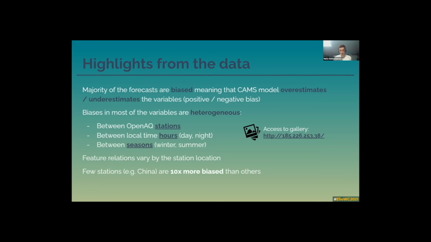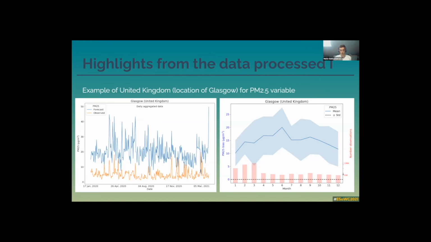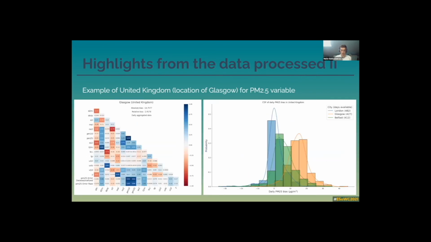In the next slides, we will consider a particular location, Glasgow, where we can see a very clear positive bias in the PM2.5 CAMS forecast, and how this bias depends on the month of the year. In the next slide, we also show how our label correlates with the other CAMS forecast variables. Our label here is the PM2.5 error, and as expected, it is heavily correlated with the PM2.5 and PM10 forecast, but it is also very correlated with other variables such as the humidity or the temperature.